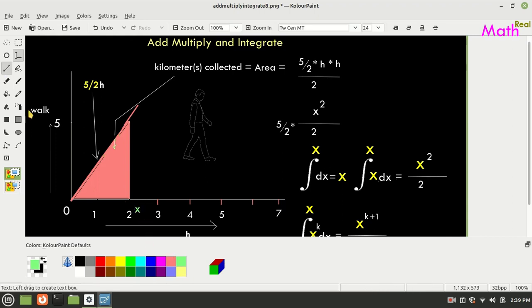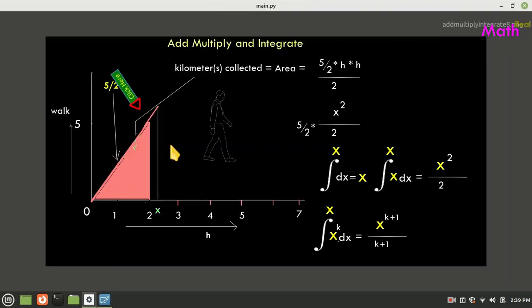At any x, so that x would correspond here. If that guy keeps on increasing the speed, at any x duration, how much distance has he collected? The question is simple. He starts from rest, and at the end of 2 hours his speed is 5 km per hour. So this much distance, this many kilometers, he has collected.